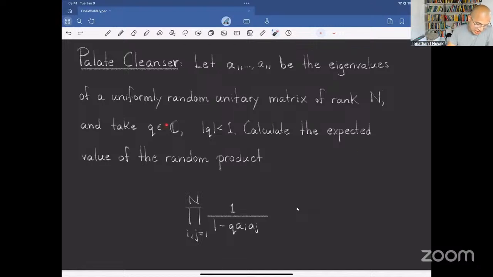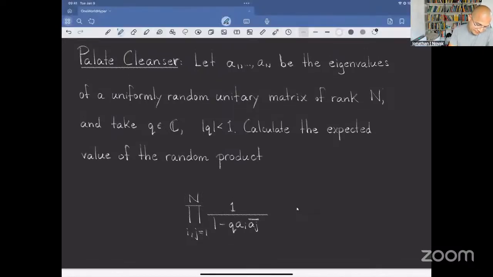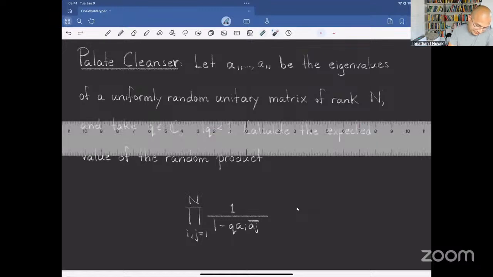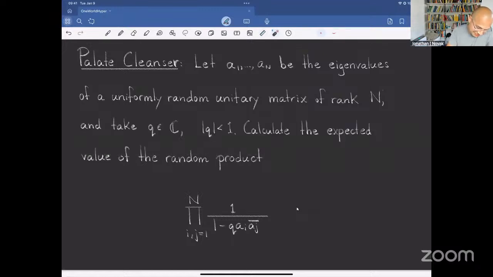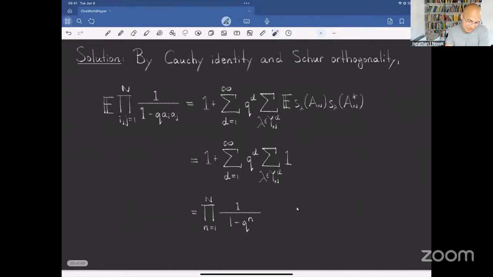What is the expected value of this random product? Okay, so I'm looking at the product from i, j equals 1 to n, and there should also be... whoops. All right. What's the expected value of this random product? A little pop quiz. And this is just a Cauchy identity again.